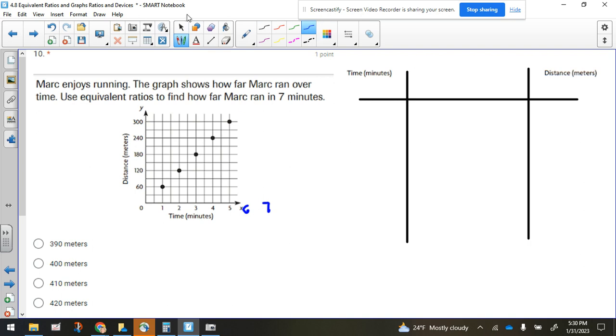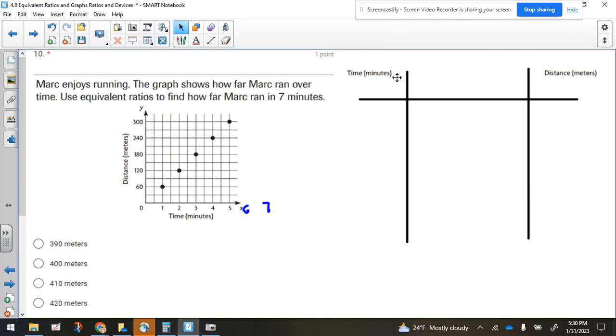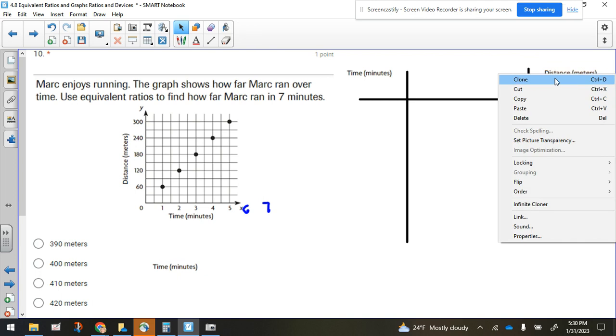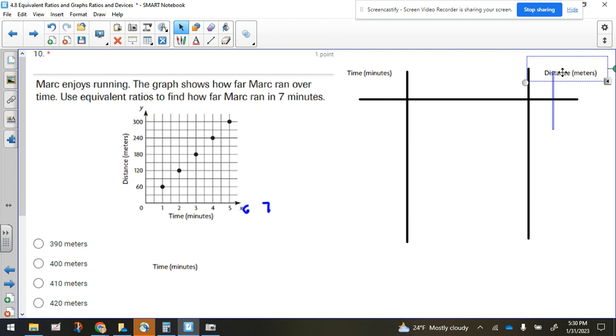So the two categories that we have here, if we're going to use ratios, so I'm just going to clone this for a second. So we're talking about time, and we're talking about, I'll clone this as well, and we're talking about distance. Distance in meters is our units.